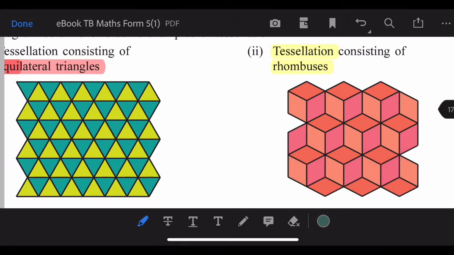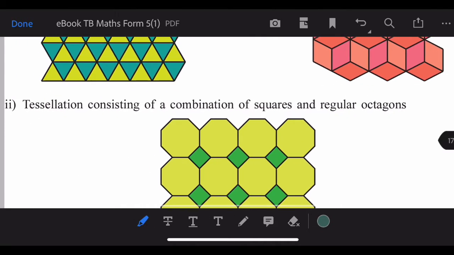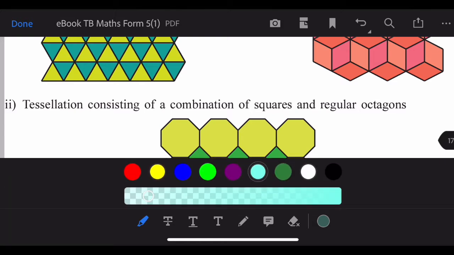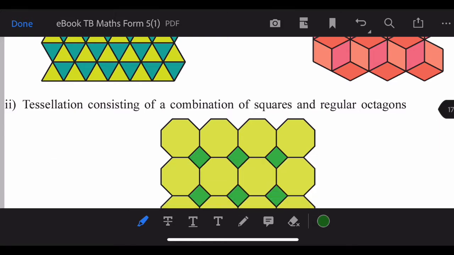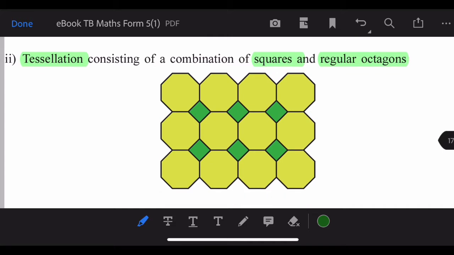Now we go to another type, which is a tessellation consisting of a combination of squares and regular octagons. There are two types of shapes, right? What is the square? The one in dark green, and the octagon together. There are no empty spaces between the square and octagon. There is no overlapping, right? So that is so-called tessellation.